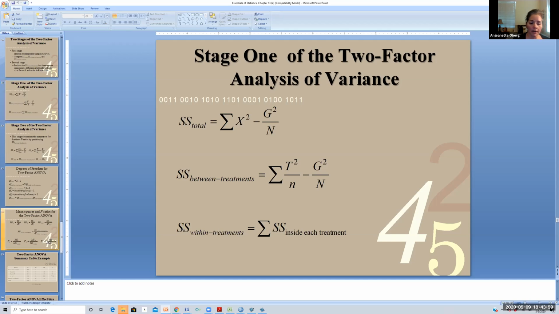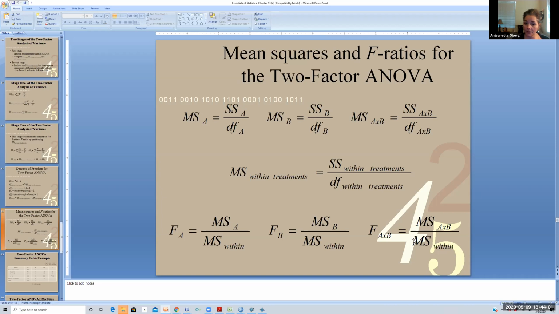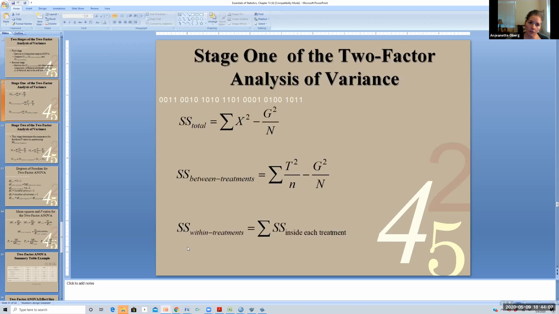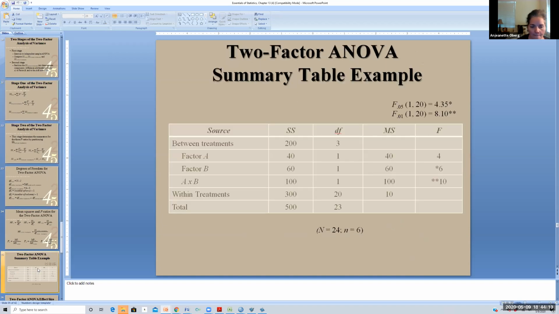So I just started at the F values themselves and worked my way backwards, okay? When you're actually doing the math, you're going to start up here with your sum of squares total, between treatments and within treatments, and then progress forward, okay?